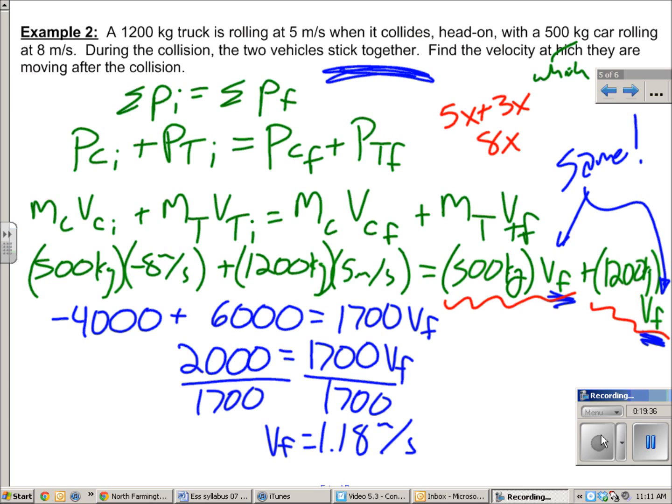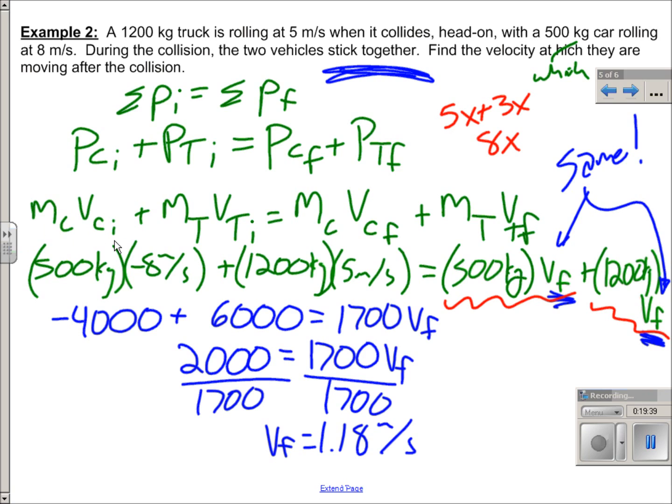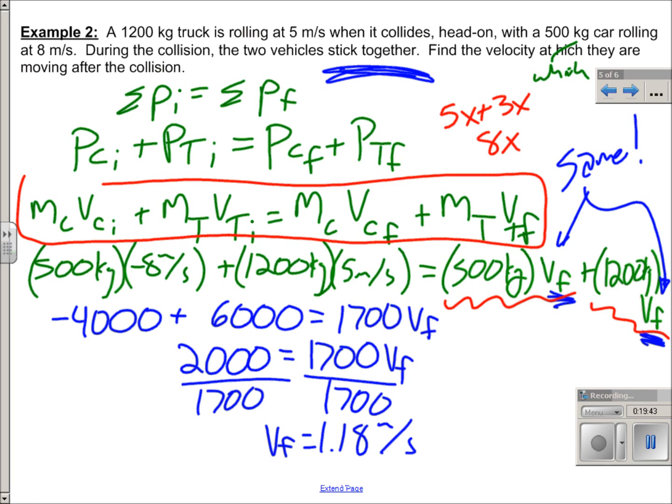All of your problems can be solved basically using, oh, that's not what I wanted to do. Oh no, 20 seconds, almost out of time. All of the problems can be solved using that equation right there.